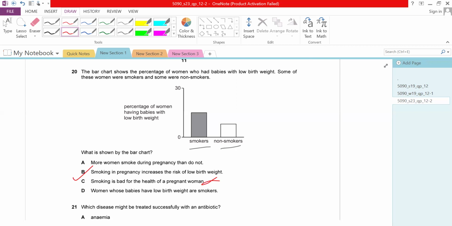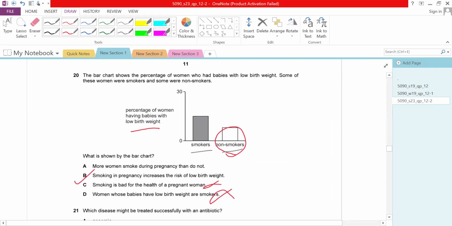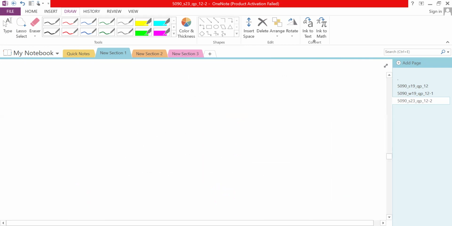No. Women whose babies have low birth weight are smokers. So the non-smokers also have babies with low birth weight. So we can't say that statement D is correct. Statement D is incorrect according to the graph. So statement B is correct, or you can say option B is correct for question number 20.